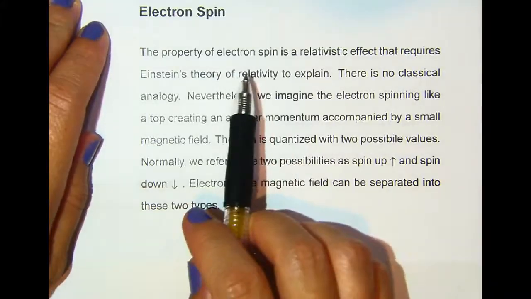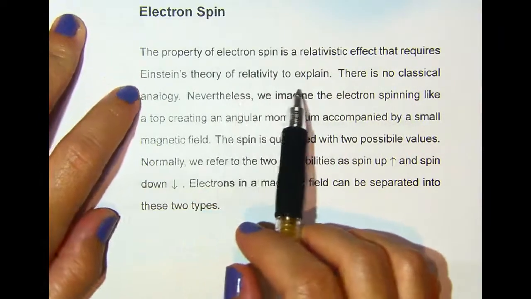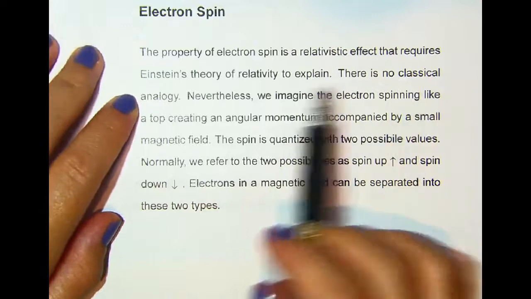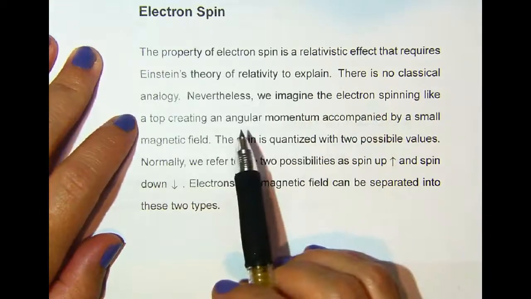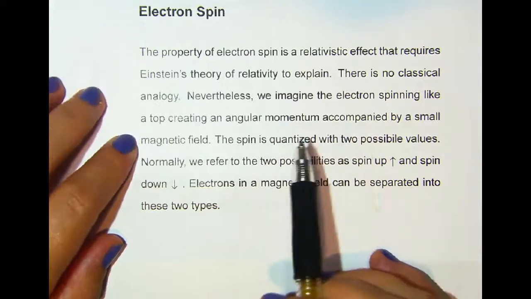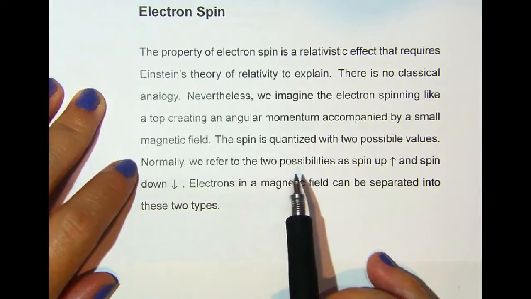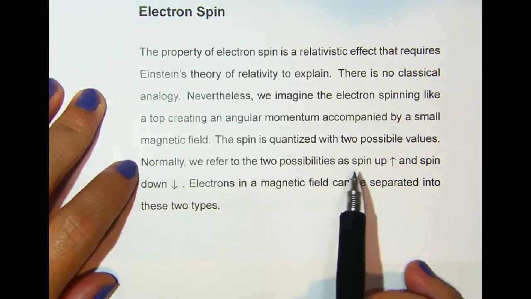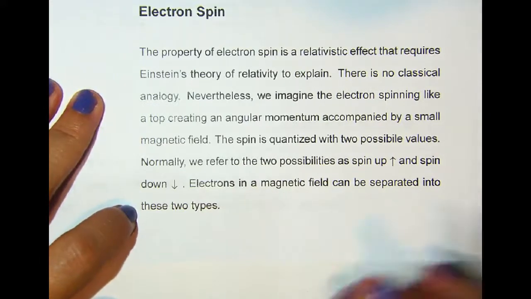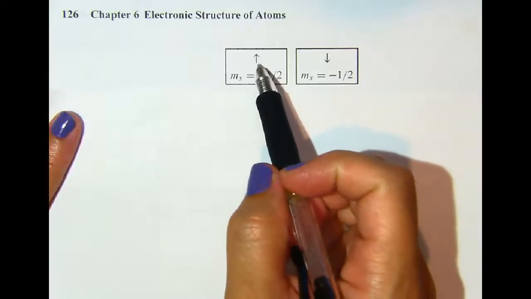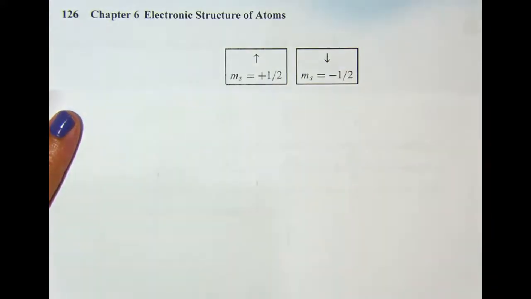Electron spin. The property of electron spin is a relativistic effect that requires Einstein's theory of relativity to explain. There is no classical analogy. Nevertheless, we imagine the electron spinning like a top, creating an angular momentum accompanied by a small magnetic field. The spin is quantized with two possible values. Normally, we refer to the two possibilities as spin up and spin down. Electrons in a magnetic field can be separated into these two types. So generally up arrows will be an ms of +1/2 and down arrows an ms of -1/2.